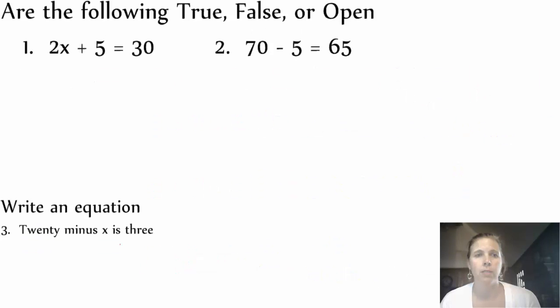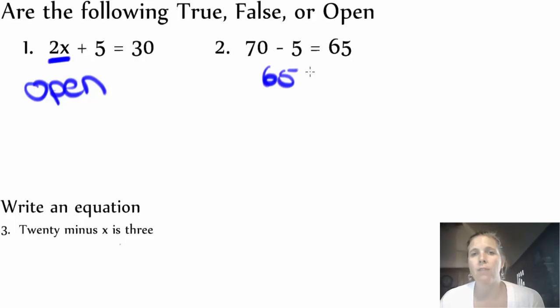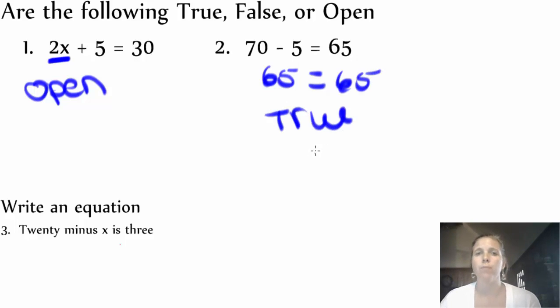Whoops, I guess you want to be able to see it. Okay, so are the following true, false, or open? This is just practice. As soon as you see that variable, you can stop, because you know it's going to be open. You're done. Over here, 70 minus 5. Well, 70 minus 5 is 65. Does 65 equal 65? Yes, so that is a true statement. Yes, the left side equals the right side.